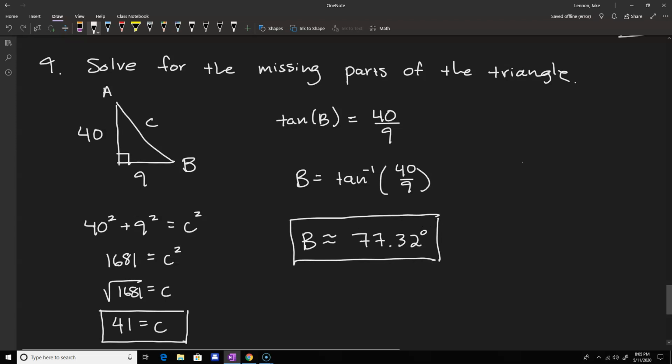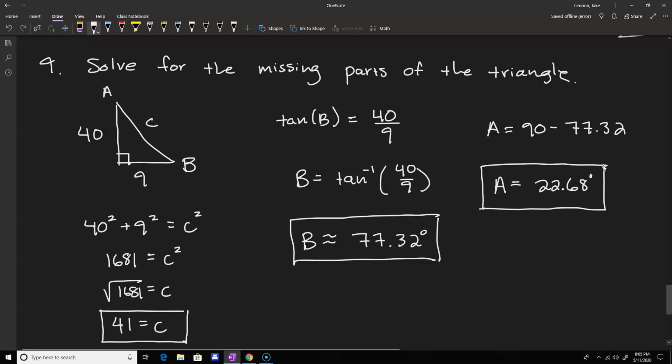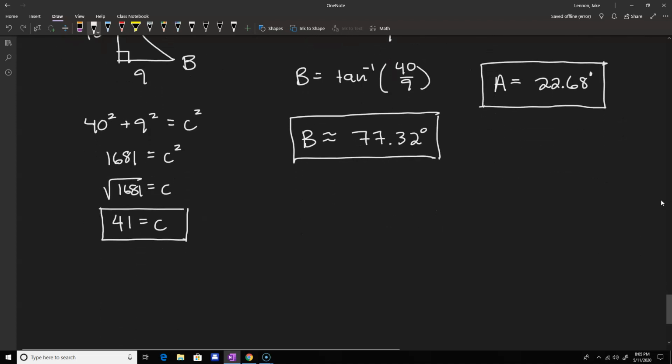Then A is pretty easy to solve for. A is just equal to 90 minus B, which is 77.32, so minus its complementary angle. So angle A is going to be 22.68 degrees. Now we found all 3 missing pieces. Number 10 will be a similar one, but we'll have one angle and a side rather than just 2 sides. So the method of solution will be slightly different.